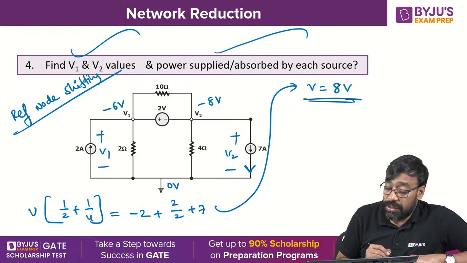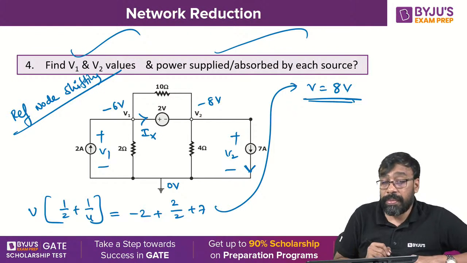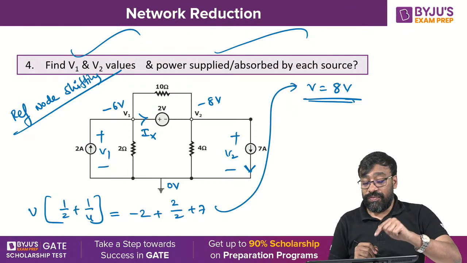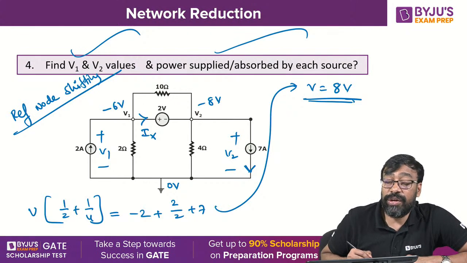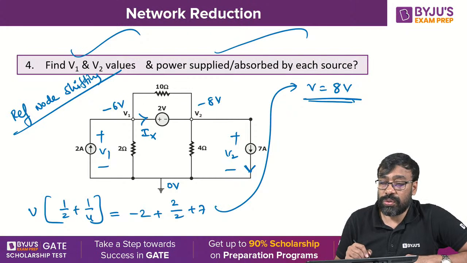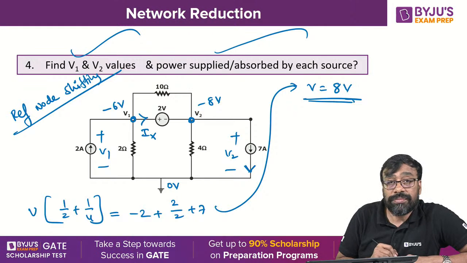You understand, all of you? But what is the current flowing here? That is very important, Ix. I need to find the current flowing through the voltage source. Understand, all of you? When there is no resistor, I should apply KCL either at this node or at this node.